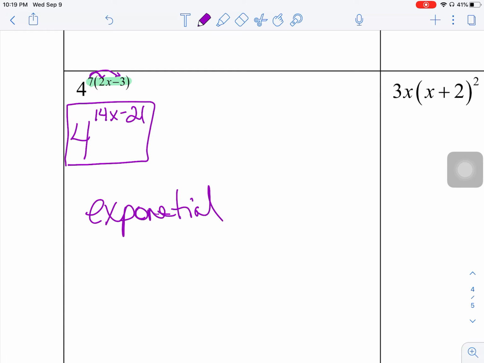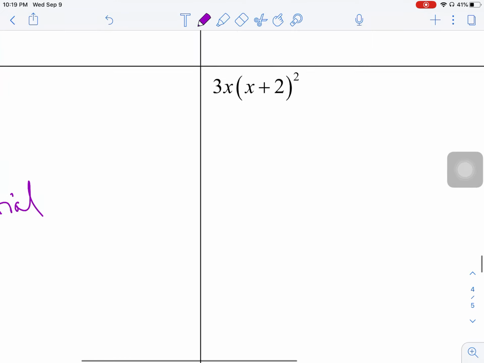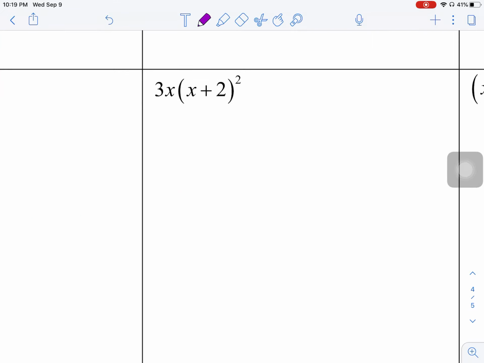Exponential. There we go. Okay, so exponential function, or in this case, it's an expression, because x is in the exponent position. So we've got a whole bunch of different stuff going on in this problem. We have 3x times x plus 2 raised to the second power.